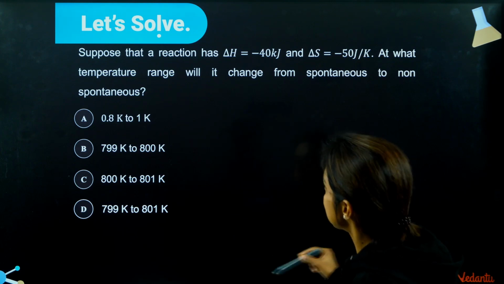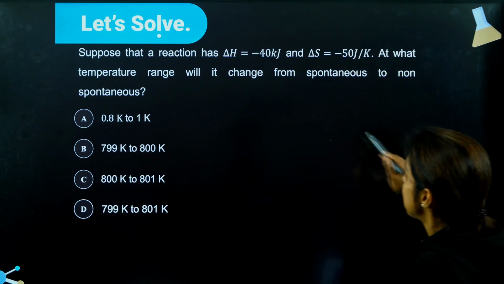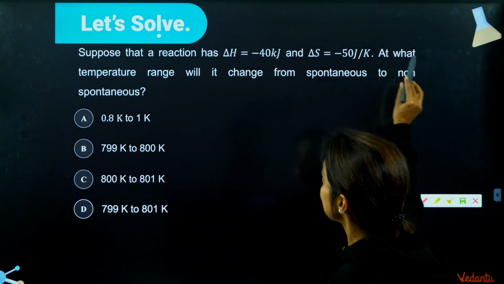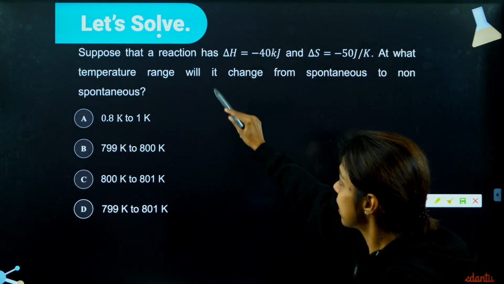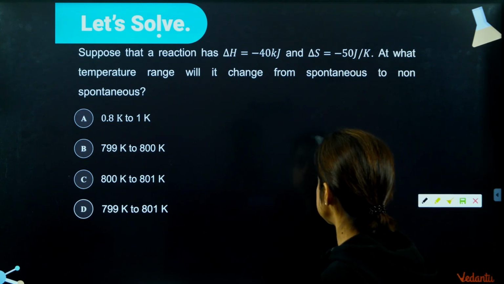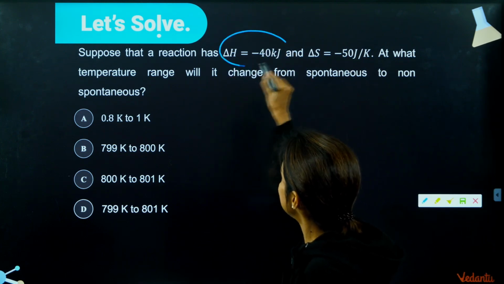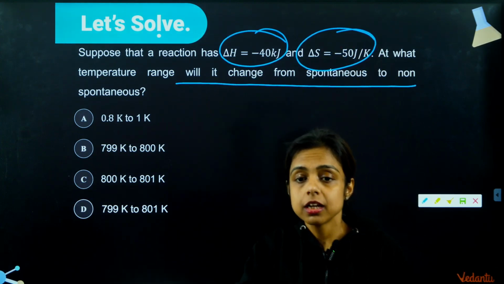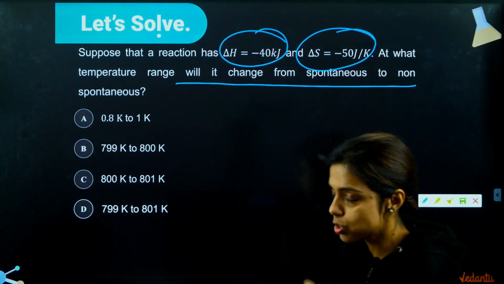Suppose that a reaction has delta H minus 40 kilojoule and delta S. At what temperature range will it go from spontaneous to non-spontaneous? So here we are given delta H, we are given delta S, and we are asked for the range where it changes from spontaneous to non-spontaneous, right?